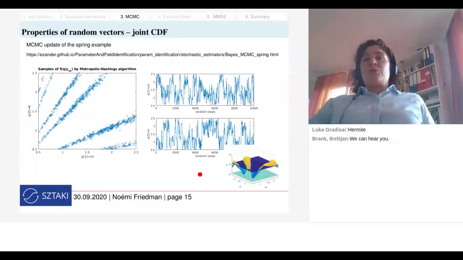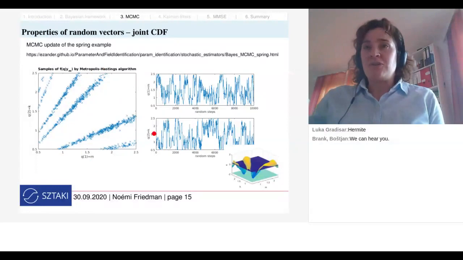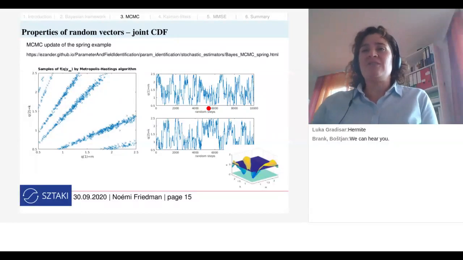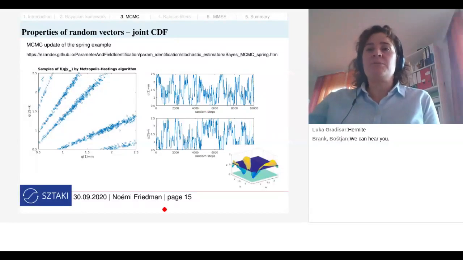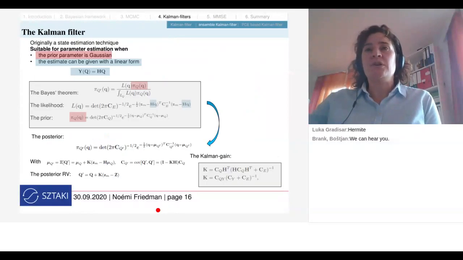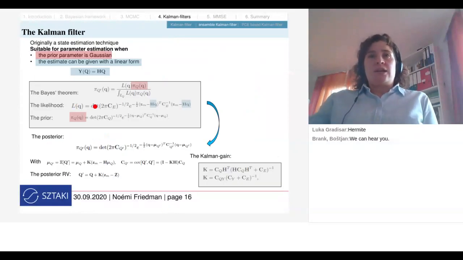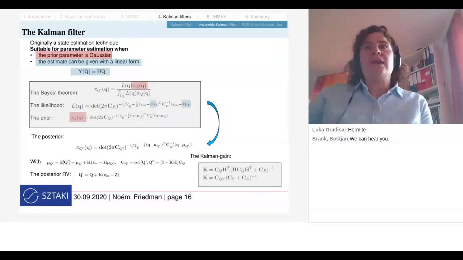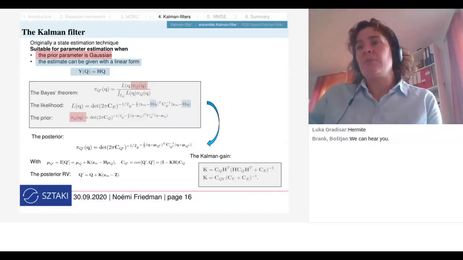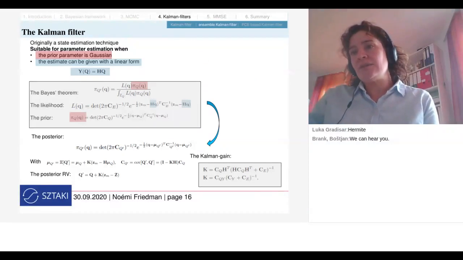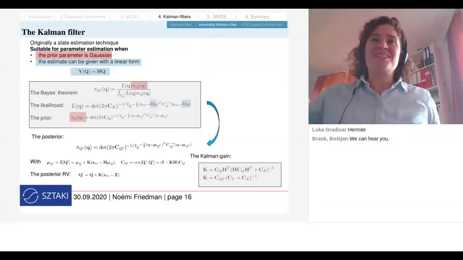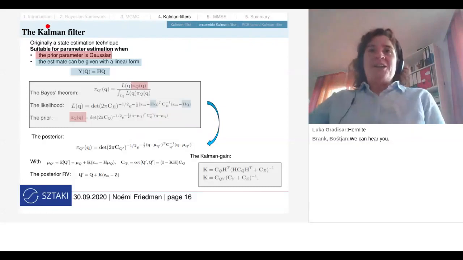But you see that from the Markov chain, when I plot the chains, it's difficult to see where to stop the burn-in period and when you can actually stop the simulation. Okay, and now I'm switching to Kalman filter methods, and I think I'm quite late. Okay, I have 8 minutes, so I'll try to rush.